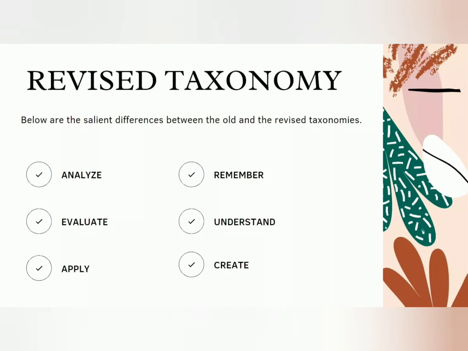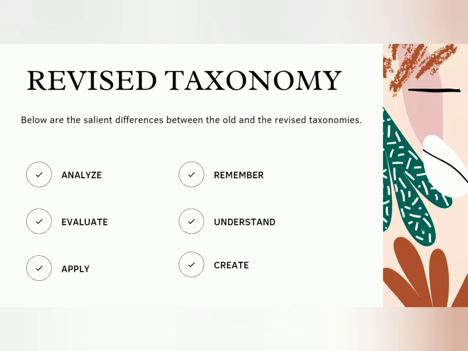Proceed to remember. It is the verb in the revised taxonomy, while knowledge is the noun in the old taxonomy. So the knowledge level was changed to remember. The change was made because knowledge does not refer to cognitive thinking. Knowledge is the object of thinking. Remember is a more appropriate word for the first thinking level, which involves recalling information and retrieving stored knowledge.